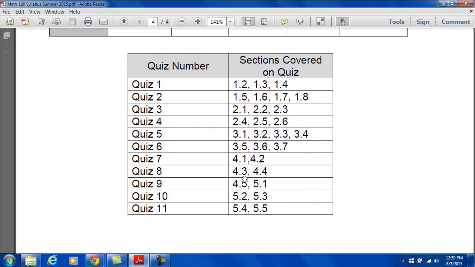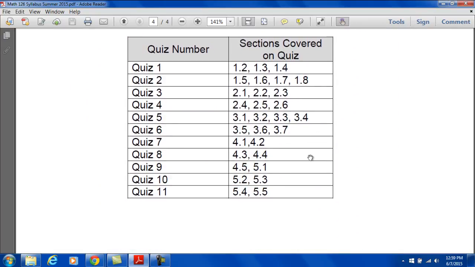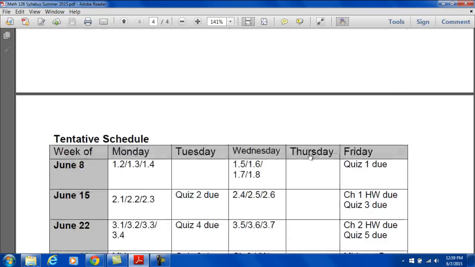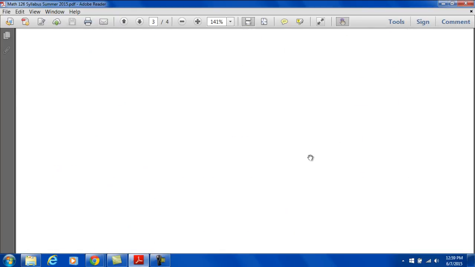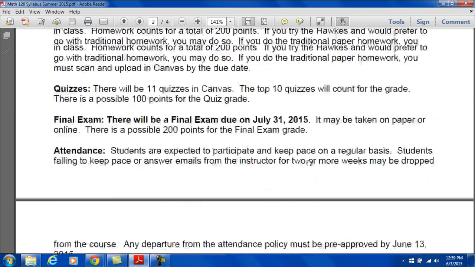And here is what each quiz covers. Now, the quizzes are all taken in Canvas, so you'll see them in Canvas and click on them. And in Canvas, you also have all the modules, so you need to take a look around Canvas. You'll see all the links to my videos, all the lessons, all the information is there. So please take advantage of that.